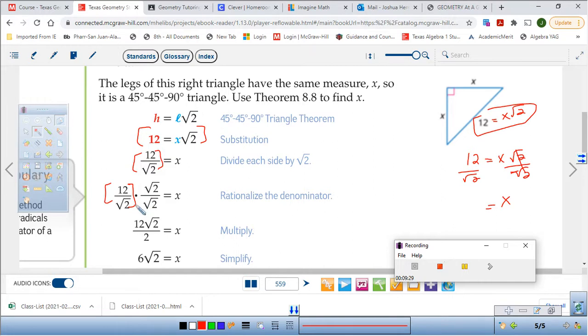Well, there's a rule of math. You don't want a radical or a denominator with a square root. So we're going to multiply by the square root over the square root, which is basically 1. The bottom will become a 2. The top becomes this. Now, this is saying you have 12 of these. Well, if you have 12 of these and you divide it by 2, now you only have 6 of them. And there it is.